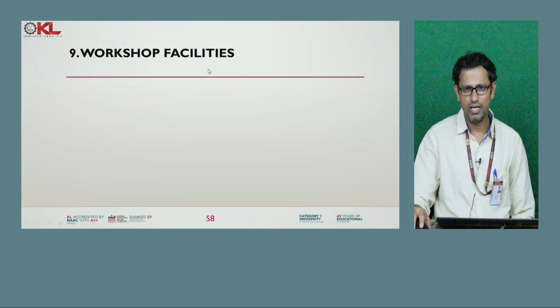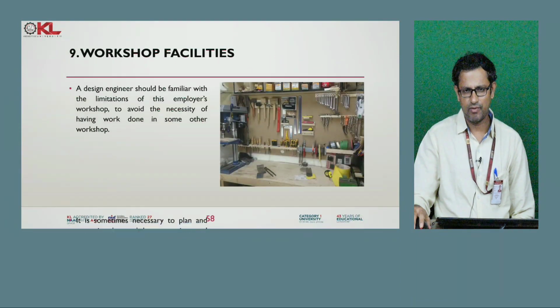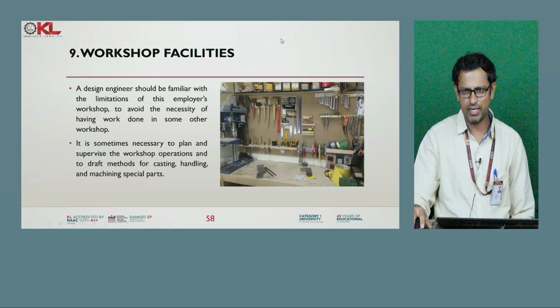The next one is workshop facilities. For example, you are generating a curvature part. For that, whether any facilities are available to generate that curvature, because while designing the product, you have to utilize the resources available within your area. So what are the workshop facilities I have? Whether I can create this design with the available facilities, all those parameters you have to consider while designing that product.